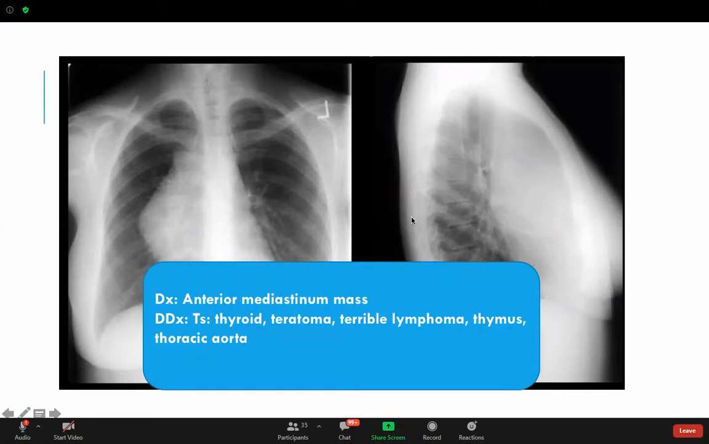What are the differentials? We have them for short as the T's. It can be thyroid, which is basically retrosternal thyroid, teratoma, which is usually from birth, terrible lymphoma, just to remember, thymus, like enlarged thymus, as well as thoracic aorta, especially when there is an aneurysm.